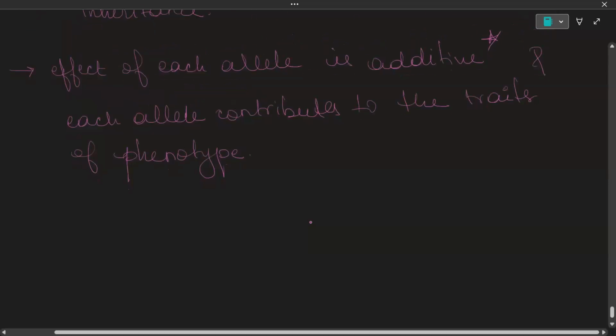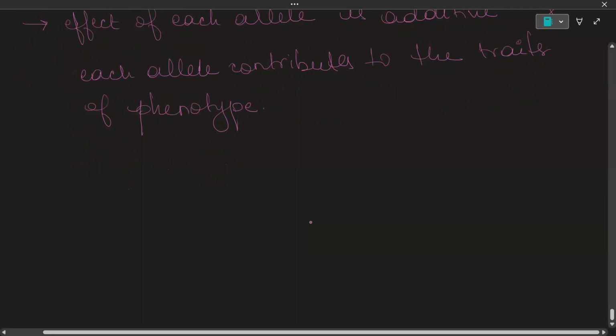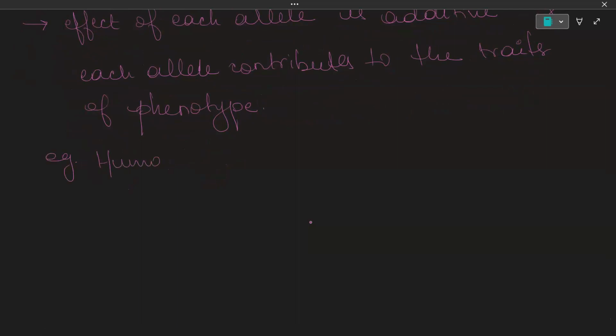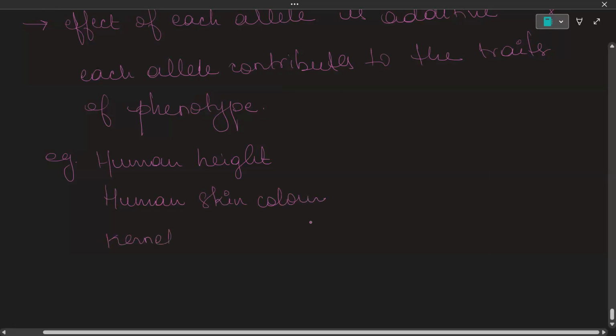But before that, let us write down the examples of polygenic inheritance. So here you write down human height. After that, you write down human skin color. Another example is kernel color of wheat.